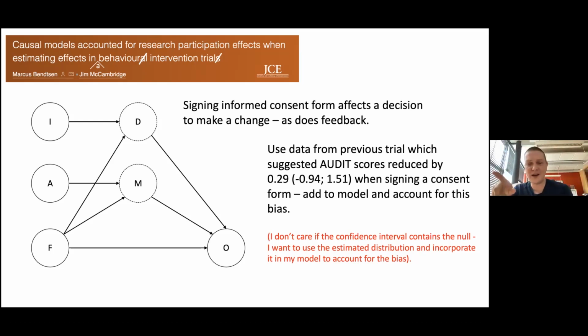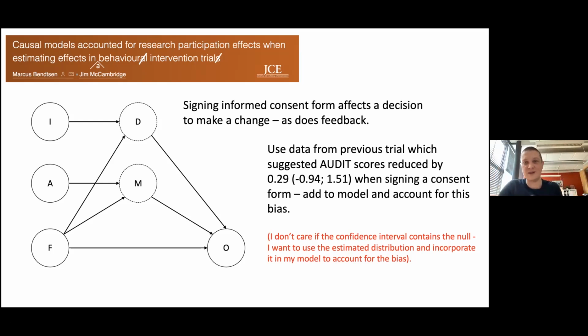And this is why I don't care that the confidence interval contains the null. That doesn't matter to me at all. I care about the distribution that was estimated, because I want to use that as an uncertainty in my causal model. Okay. So again, if you're not used to thinking in causal models, this might be a little bit hard to grasp, but just think about the fact that we can use previous studies which have estimated the magnitude of biases and magnitude of these research participation effects, and actually use that to account for research participation effects in our studies.